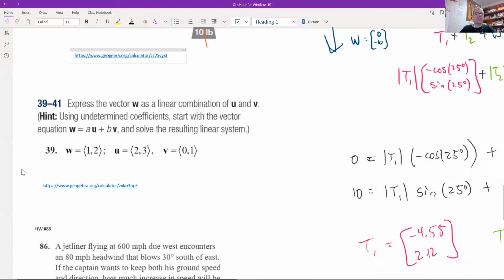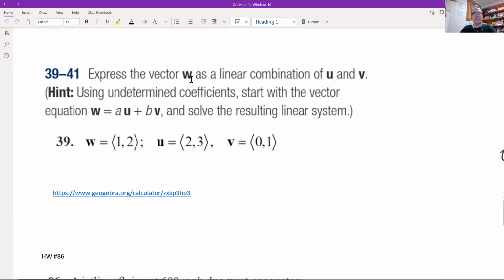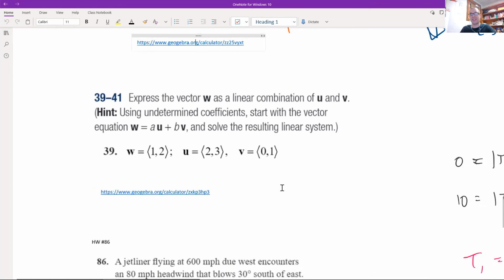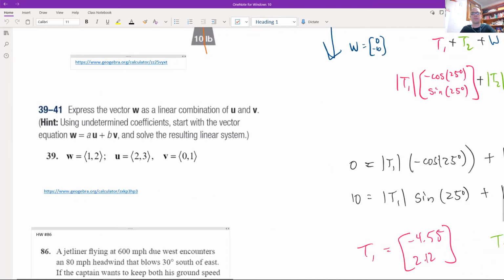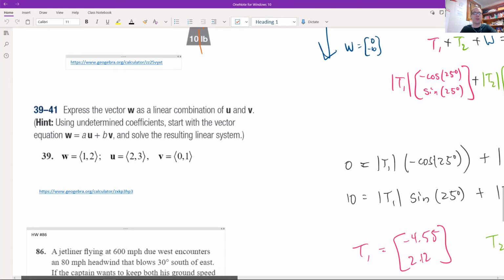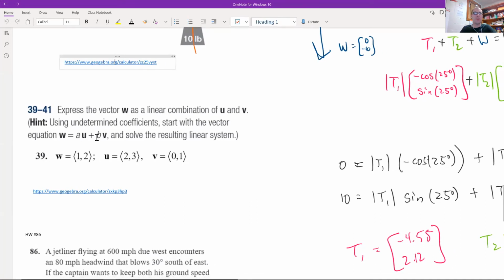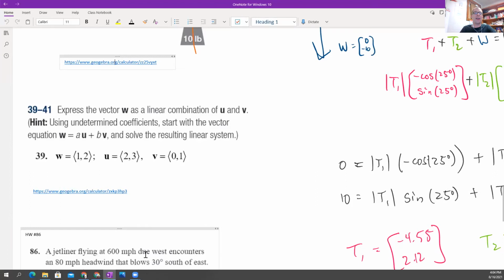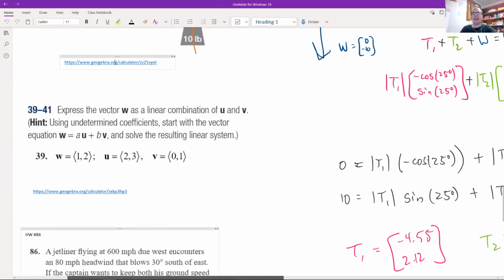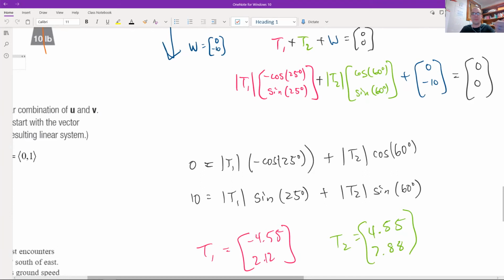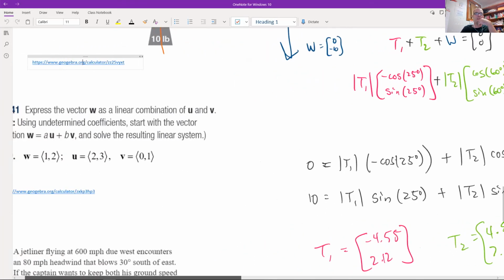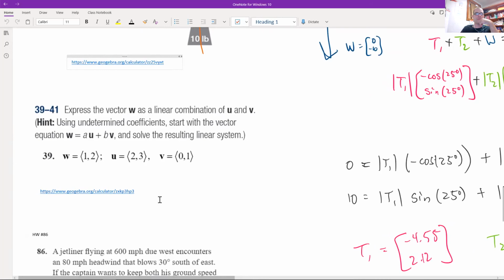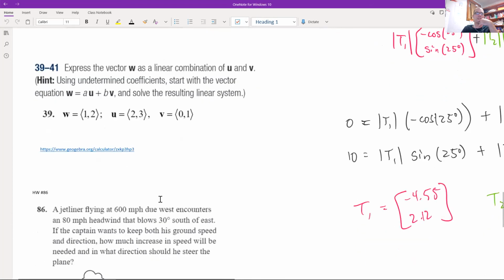Oh, this is actually the homework stuff. So here we're expressing W as a linear combination of U and V. You'll be doing something very, very similar to what I just did here. You'd have the overall equation, W equals something times U plus something times V, and you could solve that by elimination, substitution, or row reduction. That's cool to learn about linear combinations.